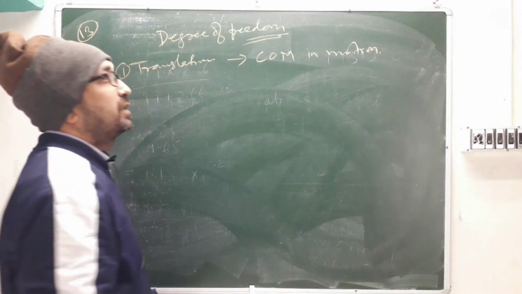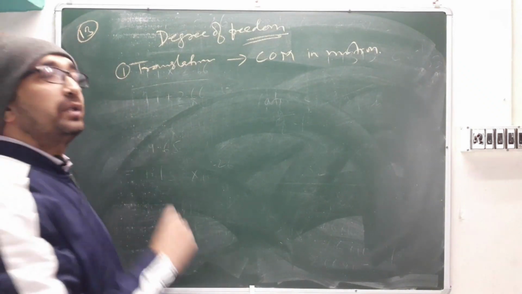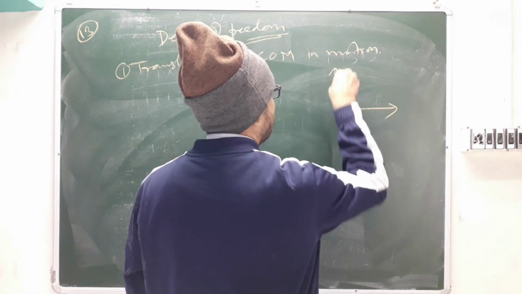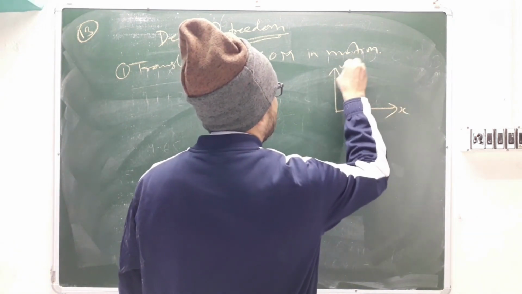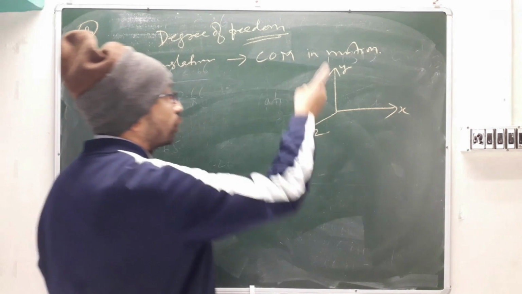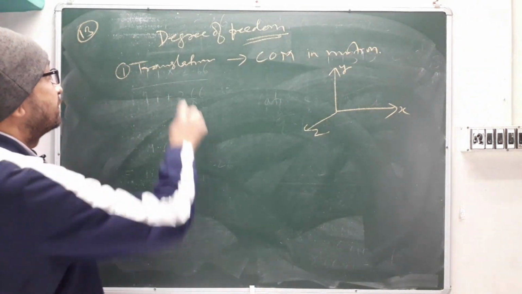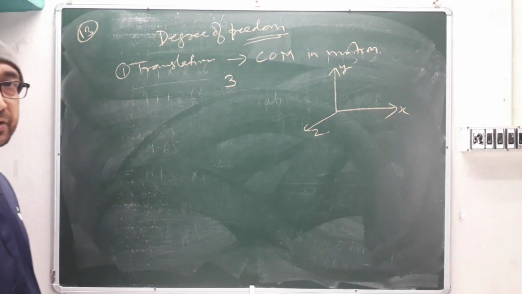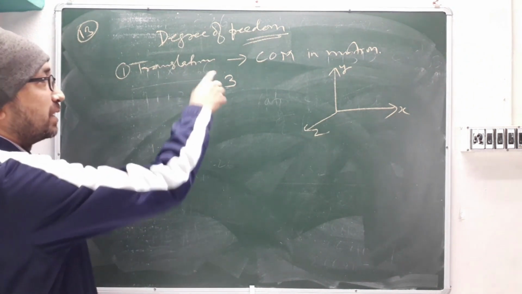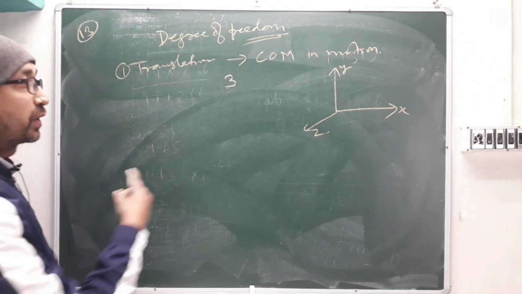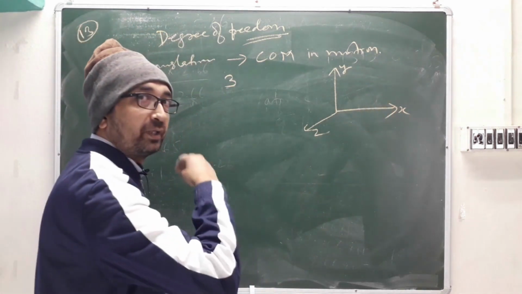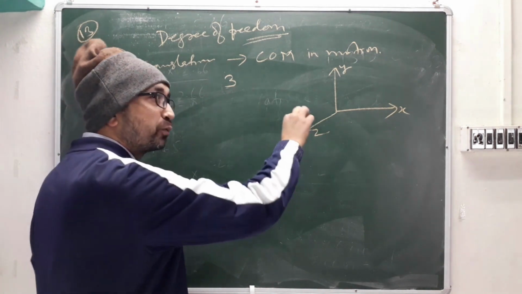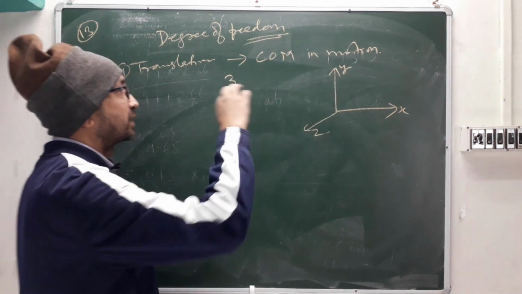Okay, in translational, the center of mass will also be in motion, and in which direction? It can be in the x direction, the y direction, or the z direction. So in total there are 3 directions of motion for translational. So we will have three translational degrees of freedom. It can move freely towards the x, freely towards the y, and freely towards the z. So 3 we have.